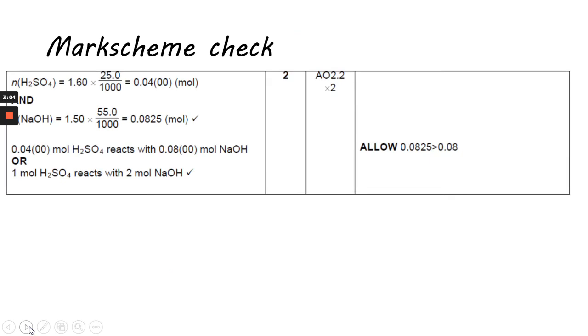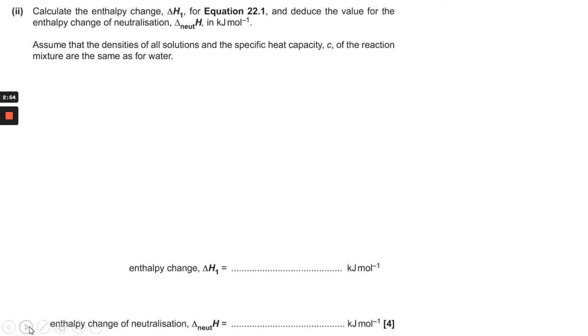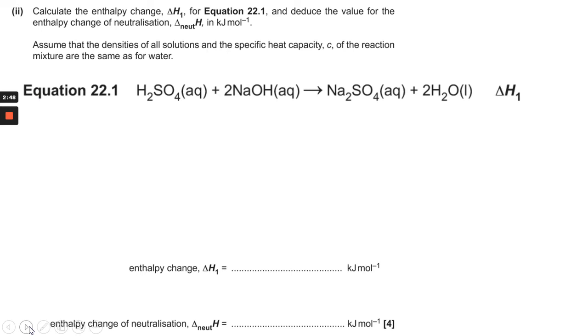In the mark scheme again, the two calculations get 1 mark, and justifying why the sodium hydroxide is in excess using the information is the second mark. The third part of the question is to calculate the enthalpy change for equation 22.1, which we can quickly remind ourselves of. It's obviously going to be Q equals mc ΔT. Starting off, it asks us to assume that the densities of all solutions and the specific heat capacity of the reaction mixture are the same as for water.